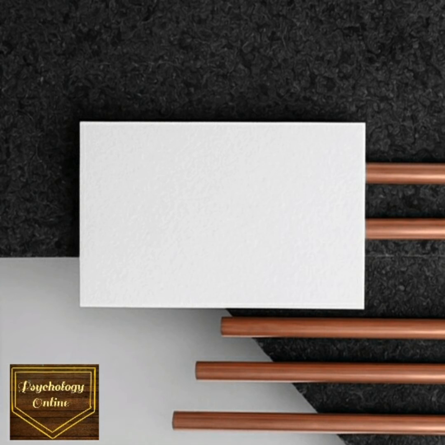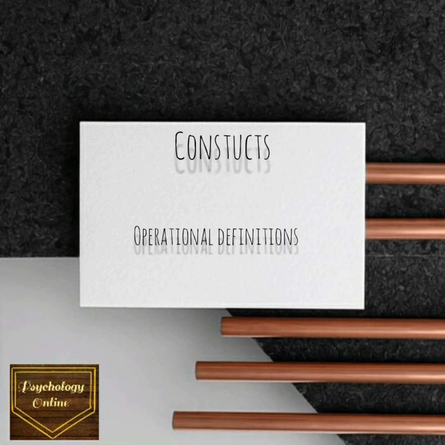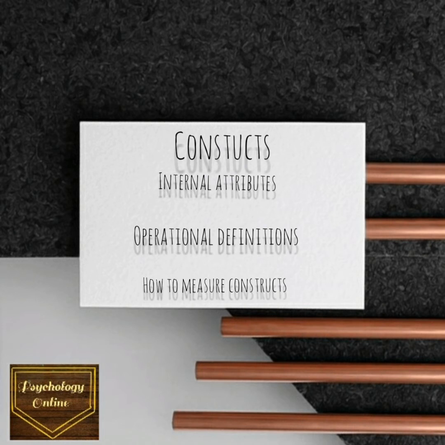Now let's see what are construct and operational definitions. Constructs are internal attributions or characteristics that cannot be observed directly. For example, intelligence or sociability of a person, whereas operational definitions tell us how to measure constructs. Constructs are internal attributions, and operational definitions tell us how to measure those internal attributions.